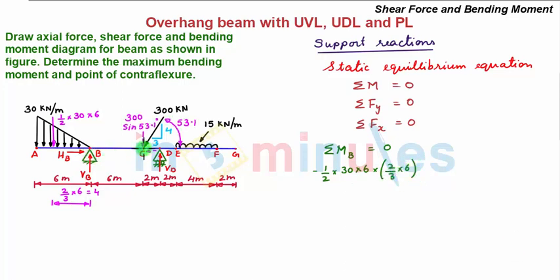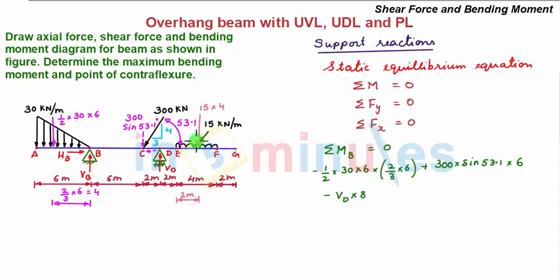Next we have a clockwise moment caused due to the vertical component of this inclined force. The angle of this inclined force with respect to the horizontal of the beam is tan inverse of 4 by 3, which is equal to 53.1 degrees. So the vertical component of this force is 300 into sine 53.1, which is acting at a distance of 6 meter from point B. So we have plus 300 into sine 53.1 multiplied by 6 meter. Next we have an anti-clockwise moment caused due to the vertical support reaction VD acting at a distance of 8 meter from point B. So we have minus VD into 8.